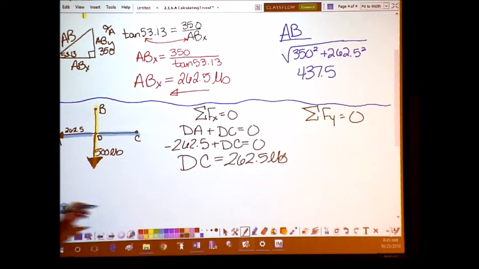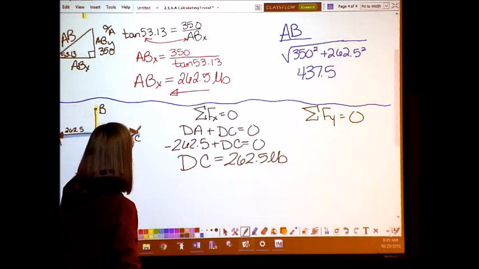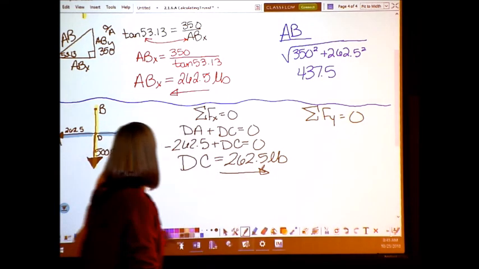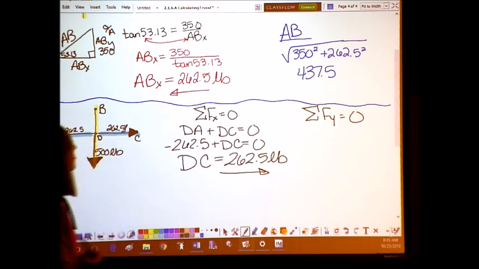So now I can take that, and I'm going to draw it on here. It's positive, so it's going to go to the right. And I put my number on, 262.5. Now you guys could probably figure out what DB is right now. Who knows what DB is right now? What is DB? 500. That's right. So this DB has to balance this guy.